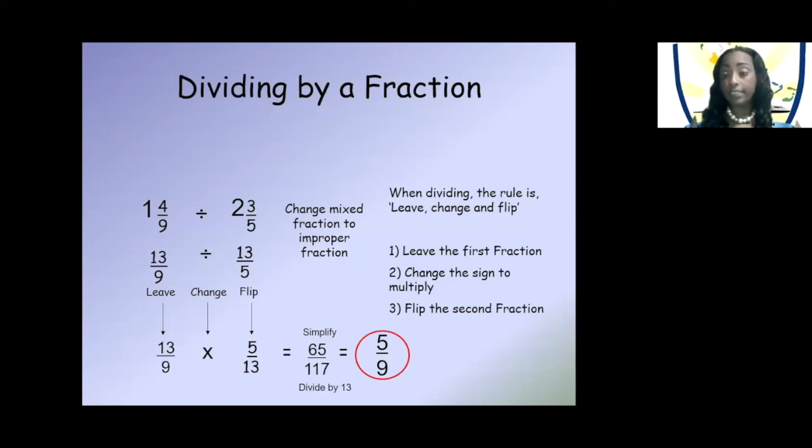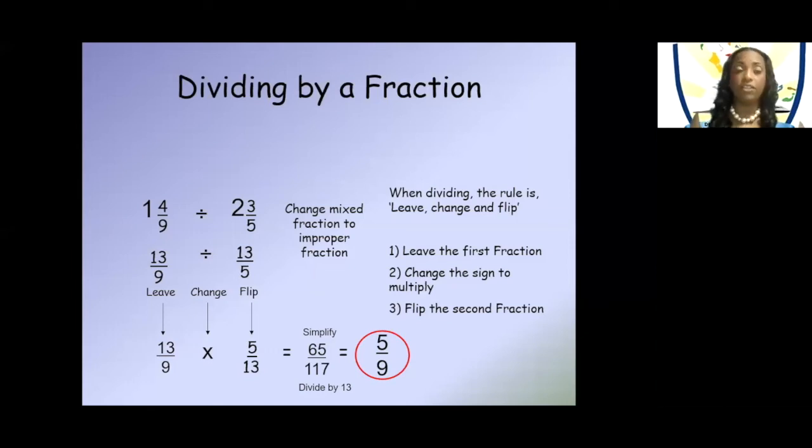And how is that done? It's done by multiplying the whole number by the denominator and adding the numerator. In this case, we have 1 as our whole number in the first instance. So 1 multiplied by 9, add 4, we get 13. Also recall what you're going to do with the denominator for that part of the fraction. Yes, good job. You're going to keep the denominator. So 13 over 9 is the first part of my fraction now.